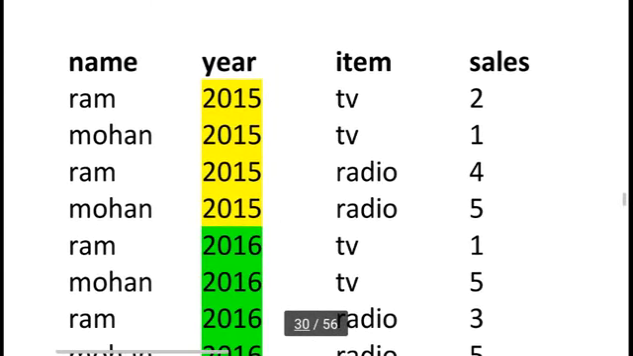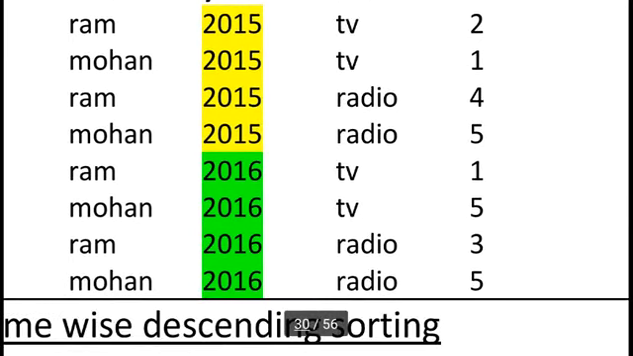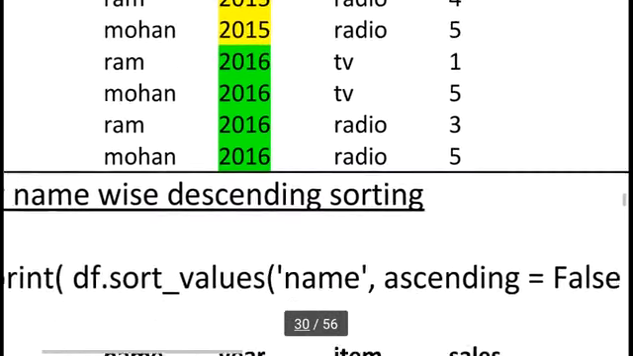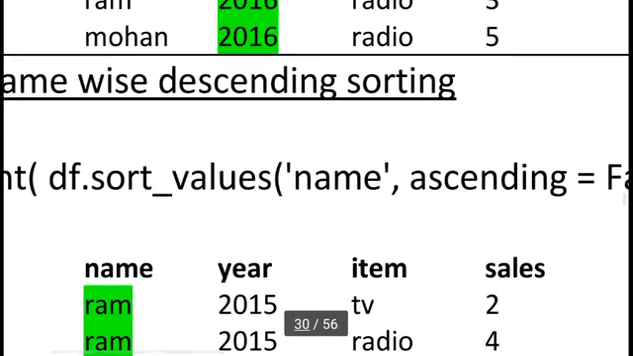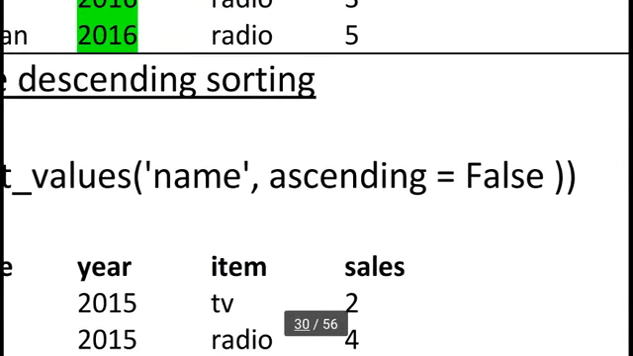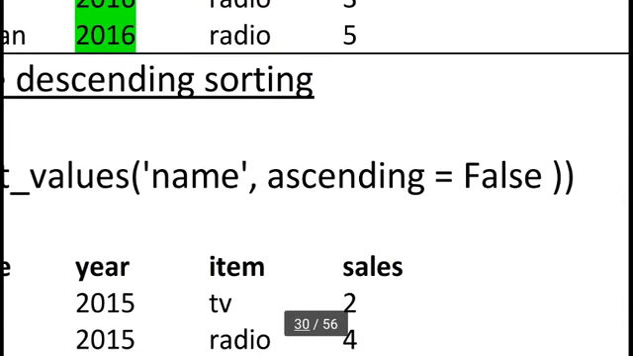So year-wise ascending sorting. You can see 2015 and 2016. Okay, now here I want to sort our data, sort our column, in descending order. So simply here I am taking the name column, but for descending you can write ascending is equal to False.